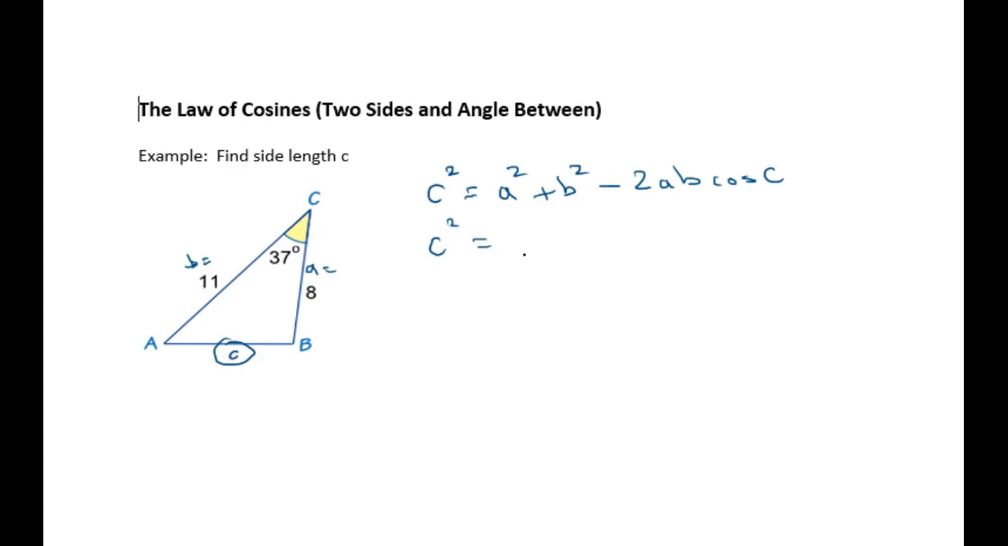So c squared is equal to a squared, which was 8 squared, plus b, which is 11 squared, minus 2 times a again, which is 8, times 11 times cosine of angle C, which is 37. So I'm going to plug in all of this side in one go in my calculator. If you want to do it in separate steps, that's fine. Just make sure that you're following order of operations or BEDMAS.